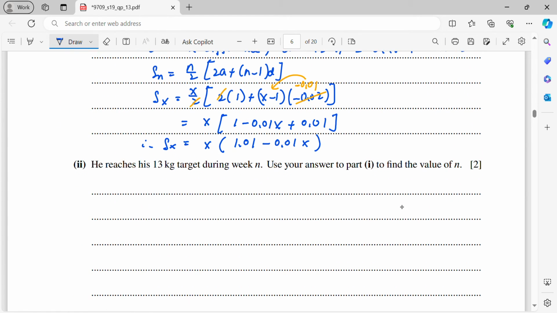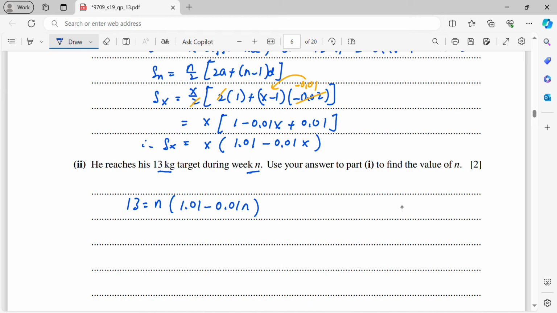Now part 2, he reaches his 13 kilogram target during week N. Use your answer in part 1 to find the value of N. Okay, so now it means that the total is 13 after N weeks. So N times 1.01 minus 0.01 N, because the Sx is basically the sum of the first, during week N, week X, right? The total weight loss at the end of week X.